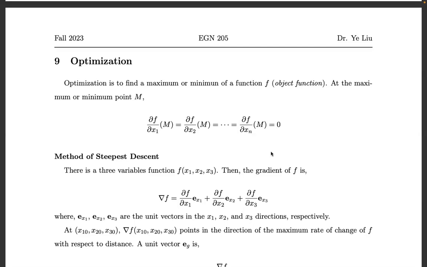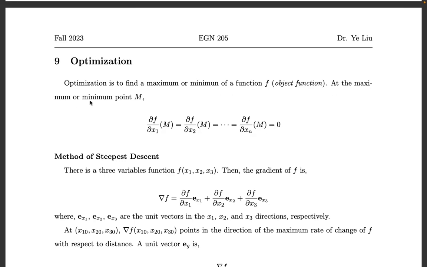Chapter 9: Optimization. Optimization is to find a maximum or minimum of a function. This function we call the objective function. And for maximum and minimum, I need to mention that we usually just find a local minimum and local maximum.